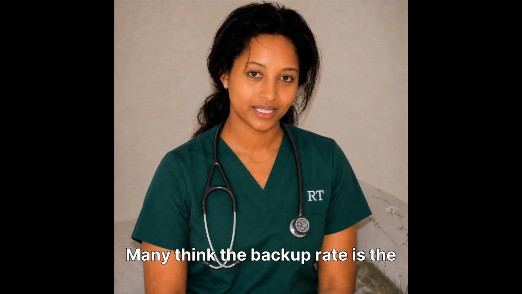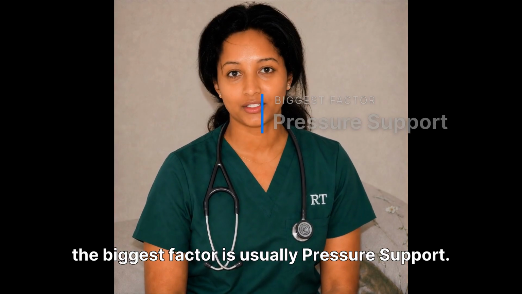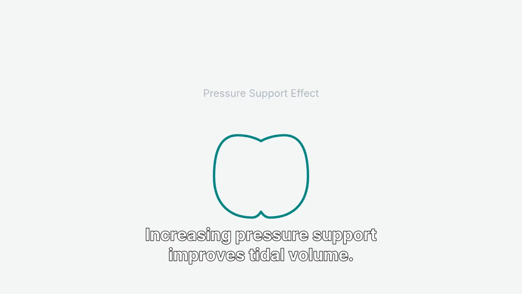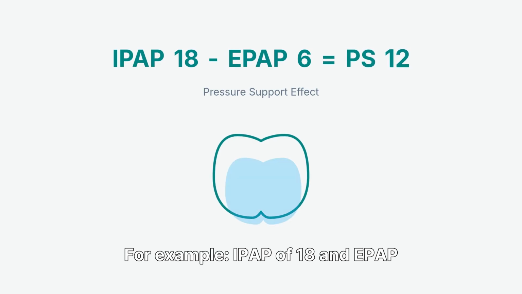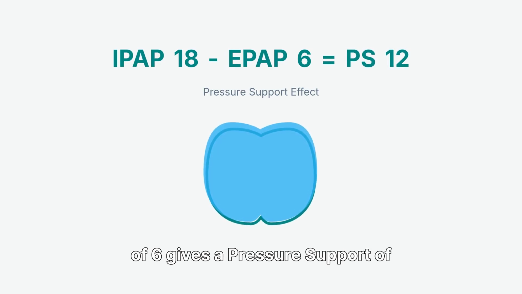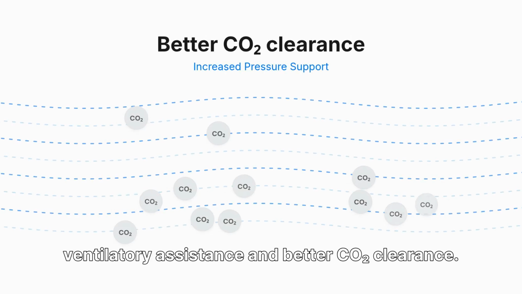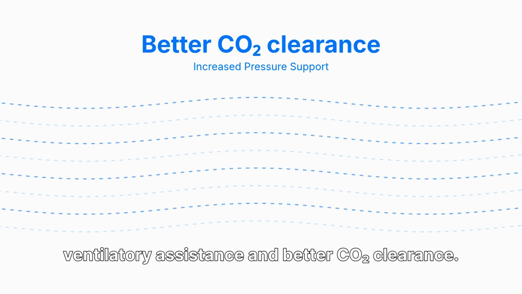Many think the backup rate is the primary method for CO2 removal, but clinically, the biggest factor is usually pressure support. Increasing pressure support improves tidal volume. For example, IPAP of 18 and EPAP of 6 gives a pressure support of 12. A larger pressure support usually means more ventilatory assistance and better CO2 clearance.